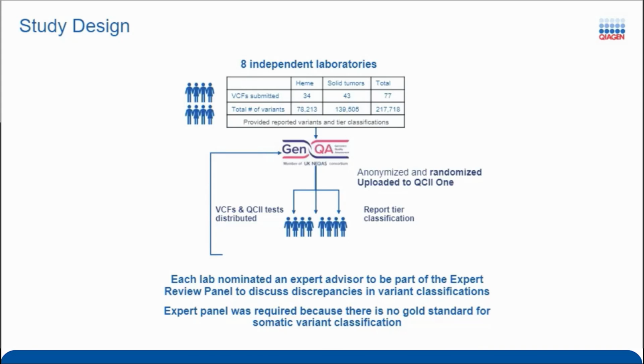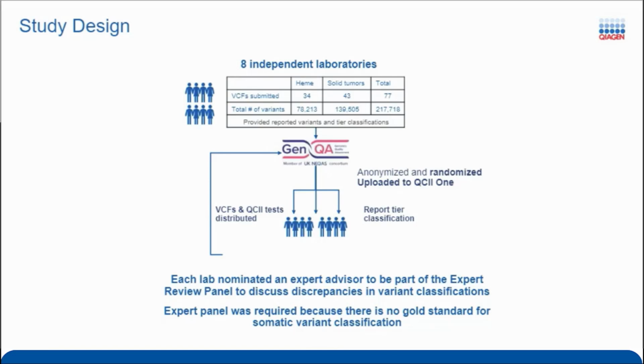And across, we had a total of 77 different VCFs submitted across both heme and solid tumours, and that represented more than 200,000 different variants. And what we wanted to do was compare the tiering according to AMP tiering classification across the different variants between both QCI and the different laboratories. So each set of variants were looked at by QCI and either one or two different laboratories.